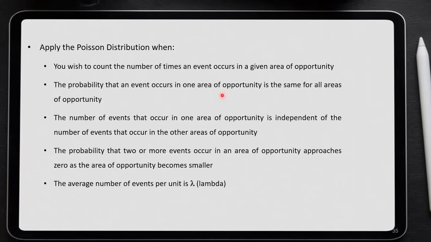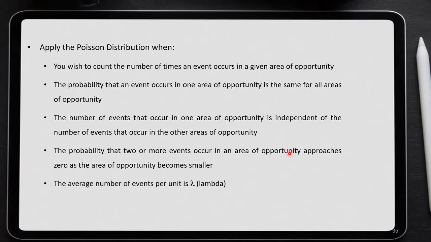So now consider this: the probability that an event occurs in one area of opportunity is the same for all areas of opportunity. Consider the previous example of computer crashes in a day. Take the number of computer crashes on Monday. The same probability should exist for the number of computer crashes occurring on Friday. It says the probability that an event occurs in one area of opportunity is the same for all areas of opportunity. So the probability of the number of computers crashing during Monday should be the same as during Friday. And it should be independent. The number of computers crashing on Monday should have no impact whatsoever on the number of computers crashing on Friday.